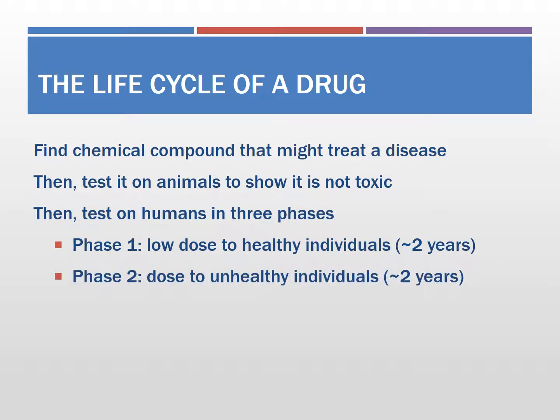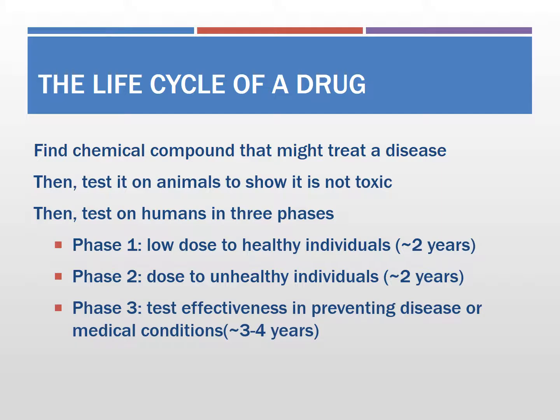In phase two, once it has passed phase one, when the drug does not have very serious side effects, they can slowly apply it to unhealthy individuals, which are the people the drugs were designed for, people with the disease that they want to cure. A regular dosage will be applied to those unhealthy individuals, and it takes about 2 years' time, just like in phase one.